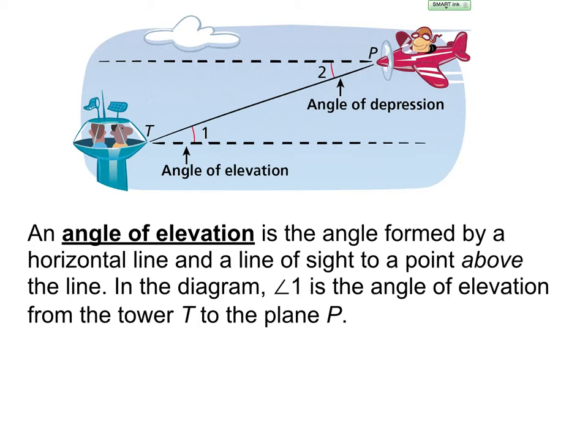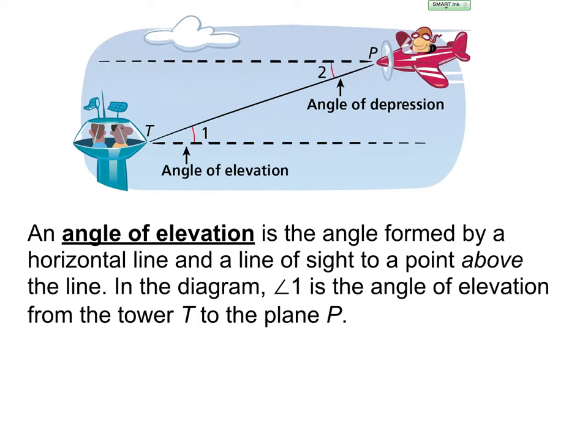Angle formed by a horizontal line and a line of sight to a point above the line. So in that diagram, angle 1 is an angle of elevation. People in the tower, the airport tower, are looking up to the airplane. Does someone really have to be looking all the time? No, that's just some terminology we have to use. The line of sight is above it. So then angle of depression is going to be from the horizontal going down.